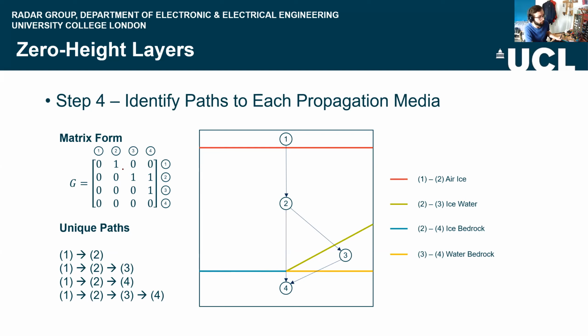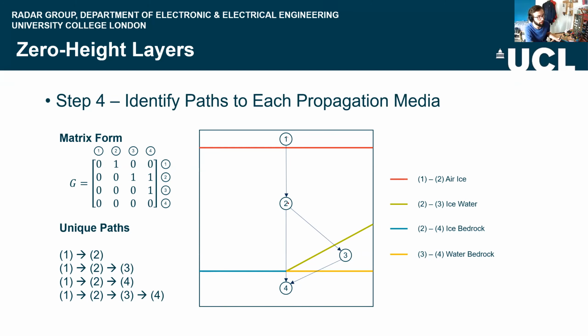These values could be representative of distances, or average distances between these interfaces, or changes in permittivity. There is scope to make more use of that. But at the moment, I just assign a unitary value, whether those nodes are connected or not, and then we're able to traverse that matrix to find these unique paths.